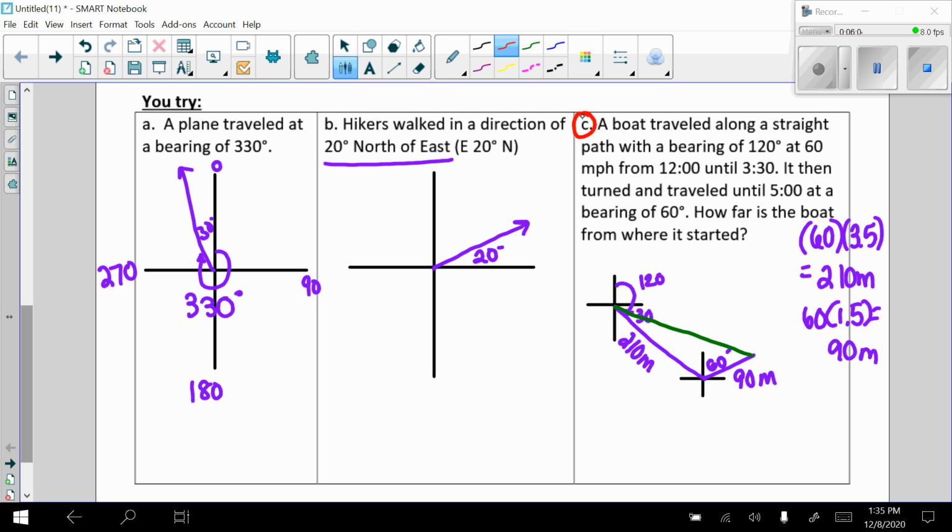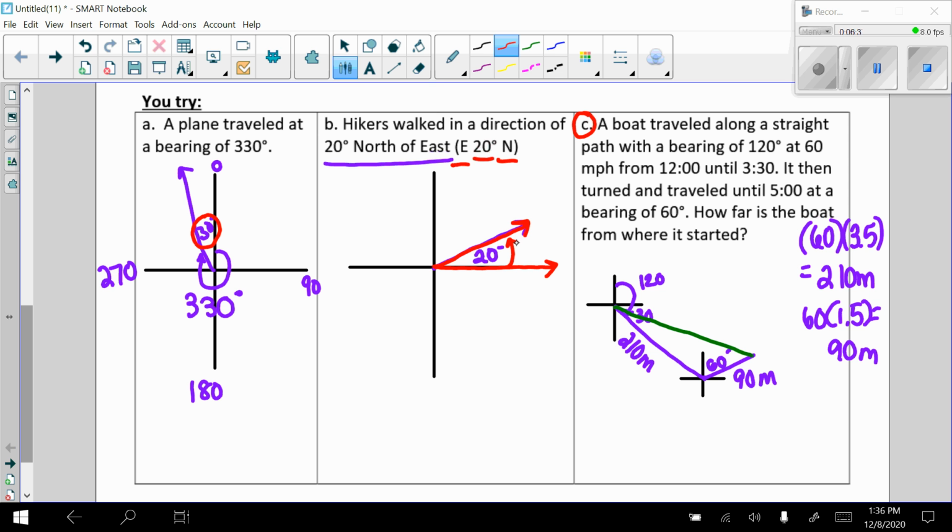Letter A, it said you were traveling at a bearing of 330 degrees. So remember, you're going around this way. 330 is 30 degrees shy of a full rotation. Letter B, it said the hikers were walking 20 degrees north of east. So you kind of think, all right, if they were walking north, they'd be going this way. So they were walking 20 degrees north of that. So that's your 20 degrees north of east.